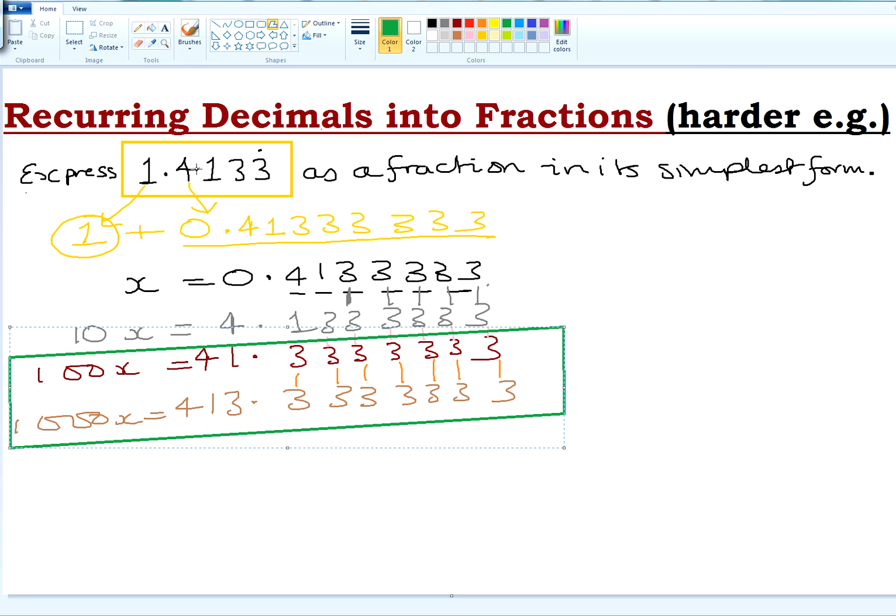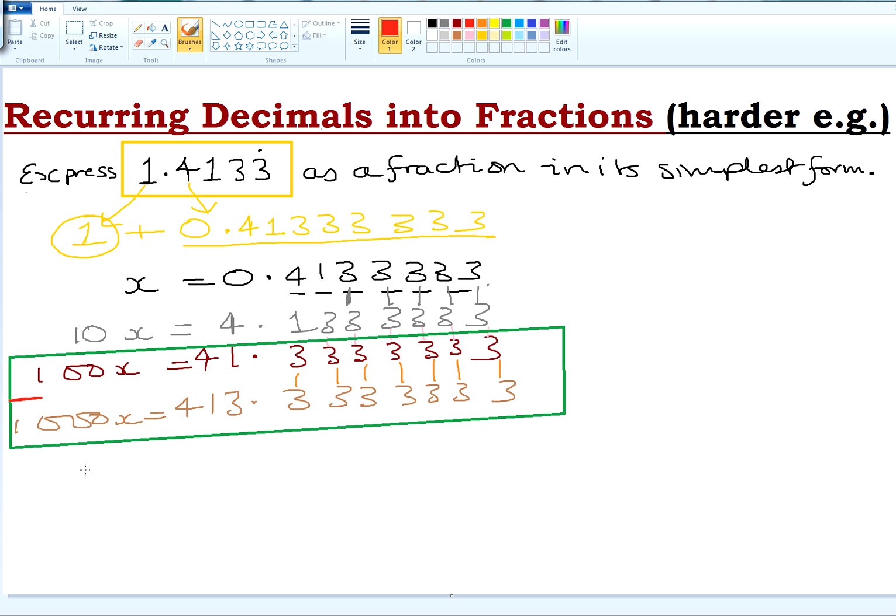Okay, so we're dealing with that. Now, what do we say? All the decimal digits, all the digits after the decimal point, all line up. So that's a good situation to be in. And we are now going to do what we've done before. We are going to subtract in order to eliminate them.